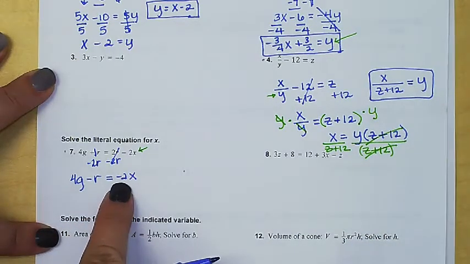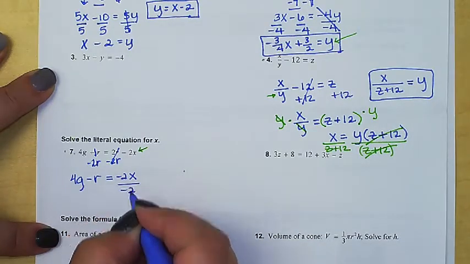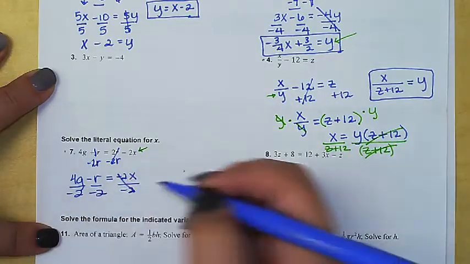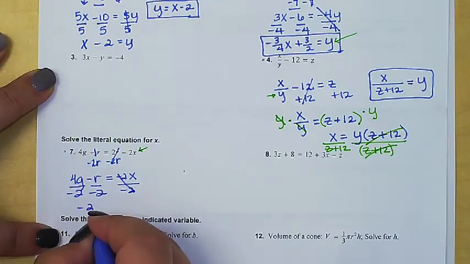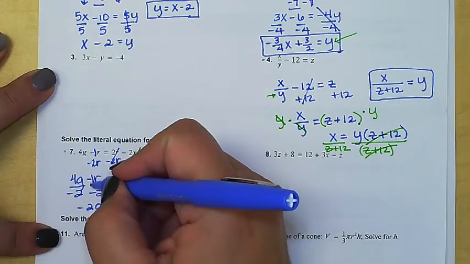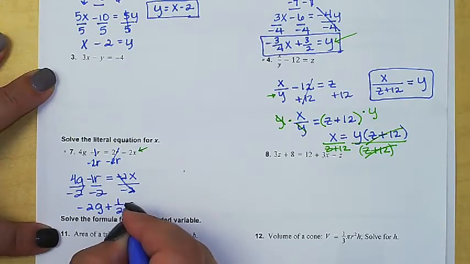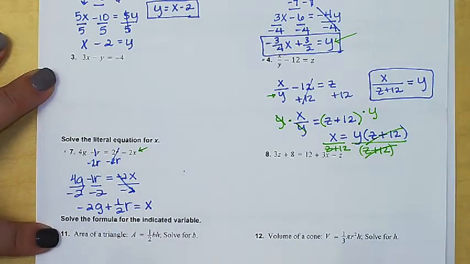And then the next step is to get rid of the negative 2. Since you're multiplying by it, we are going to divide. Divide, divide, all the way across. So 4 divided by negative 2 is negative 2g. Negative 1 here divided by a negative 2. Double negative becomes a positive, and then 1 over 2 is just a half, or 1/2 r. And then the x is by itself, and that's it.